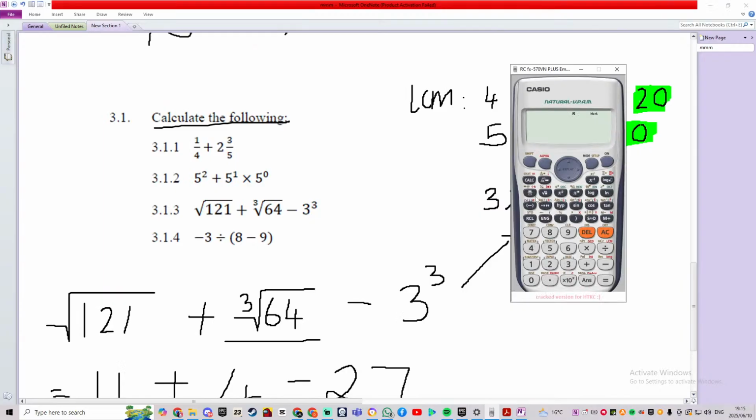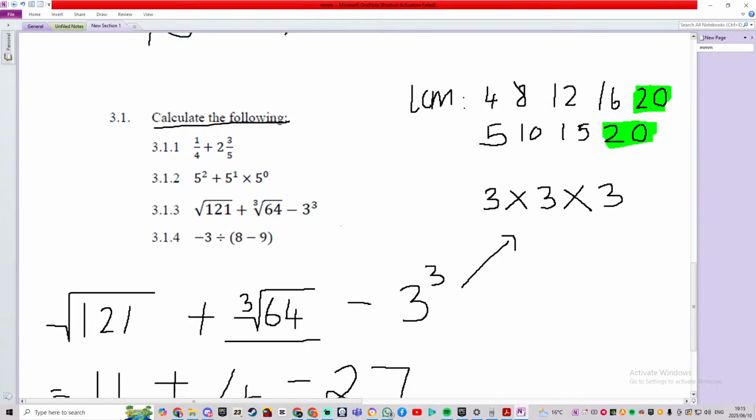Okay, square root 121 and plus cube root 64 minus 3. See there? Now, if you just put that in your calculator like that, you're not going to get any marks, just the 1 mark. Okay? So I know that answer is correct there as well.